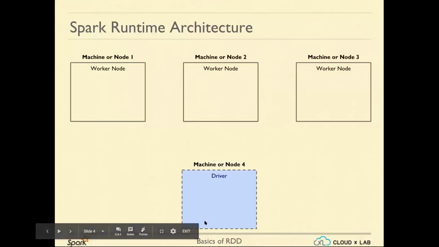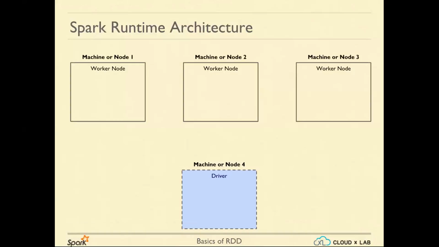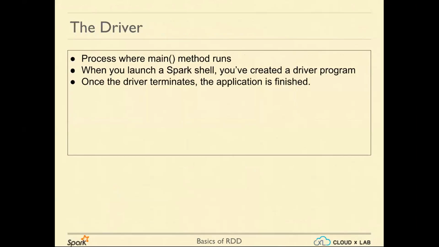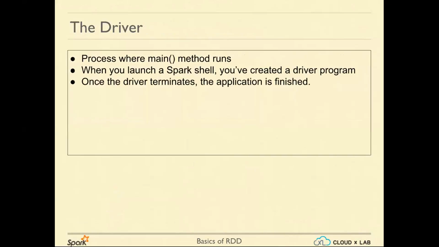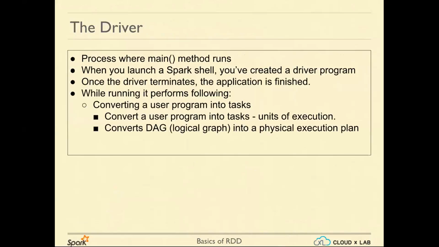If we are running our Spark shell in the yarn mode, the user will interact with the driver, and the driver is the place where the main method runs. When you launch Spark Shell, you have created a driver program. Once the driver terminates, the application is finished. While running, the driver converts the user program into tasks, called units of execution.